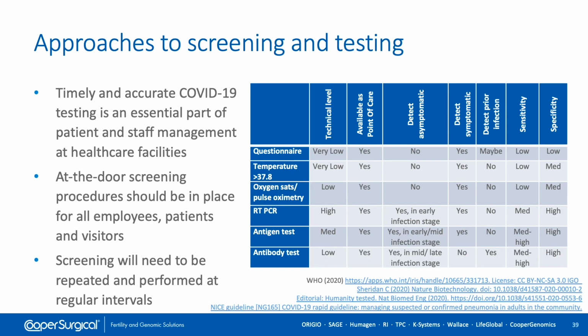Timely and accurate screening is essential to healthcare management, and at-the-door screening should be made available for all staff, patients and visitors. As can be seen in this table, there are different approaches to screening and testing. Though the RT-PCR test of a nasopharyngeal swab has high specificity for symptomatic and asymptomatic individuals at an early stage of infection, it also requires a high level of technical expertise to perform. Therefore, using questionnaires and taking temperature offer a more pragmatic approach, especially since screening will need to be repeated at regular intervals.